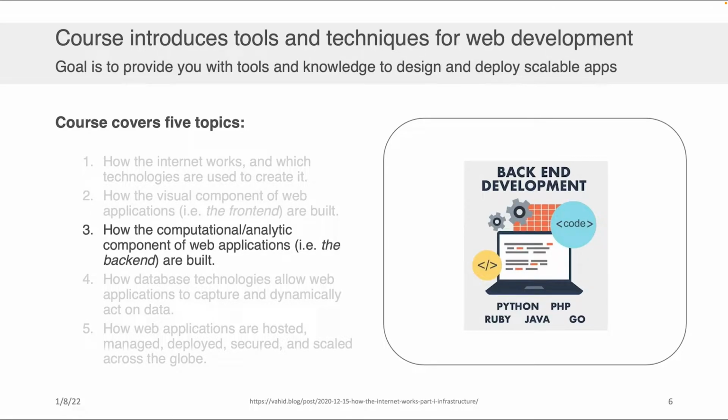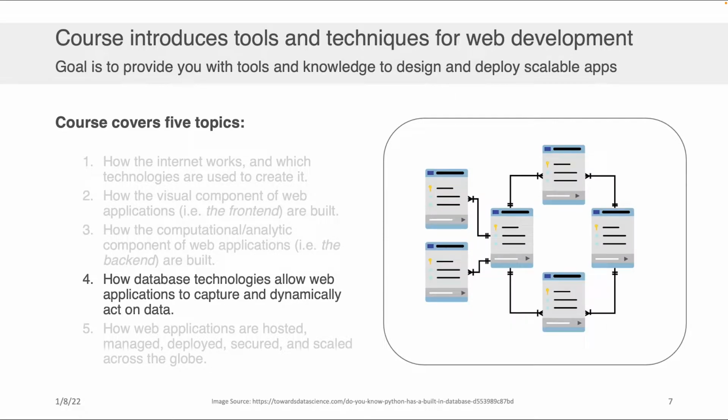The third thing we're going to be speaking about is the computational and analytic components of web applications. That's what the backend is. In our case, as I mentioned, we'll be using Python Flask, but the backend also includes the database technologies, the way that the servers are configured, and a whole host of other things. So we'll be speaking about those and the considerations that you should use when building them.